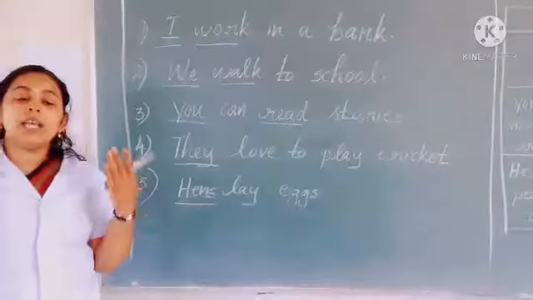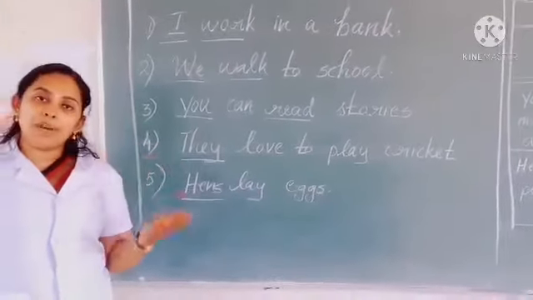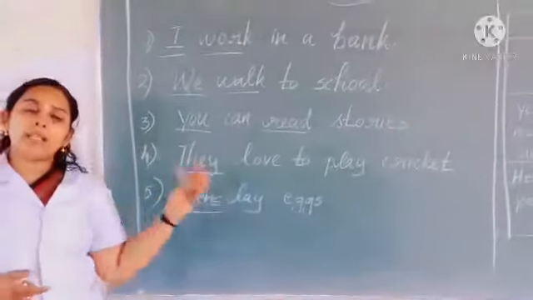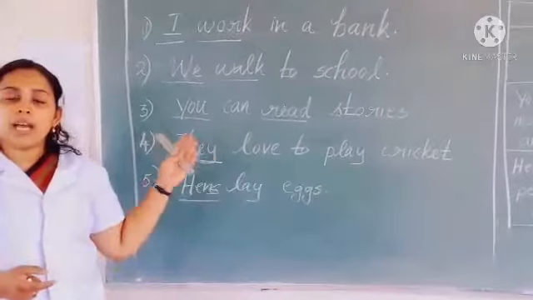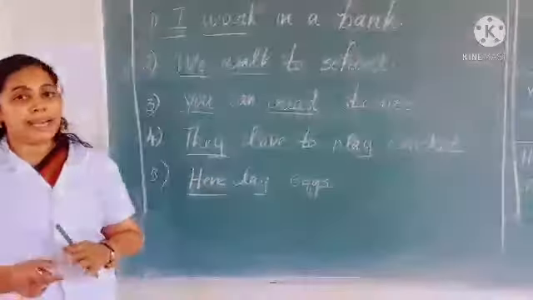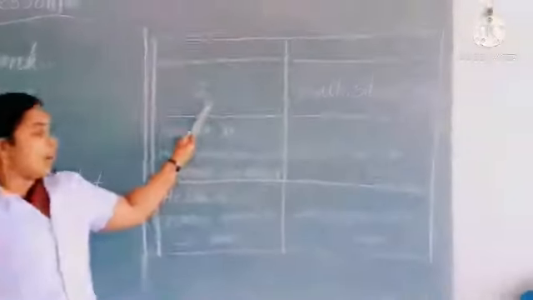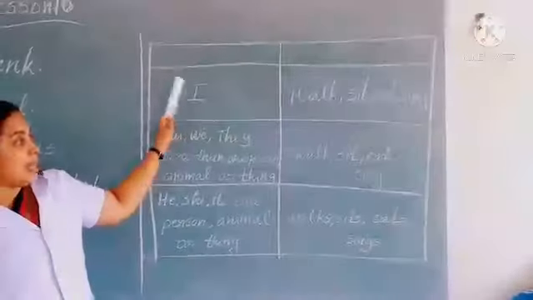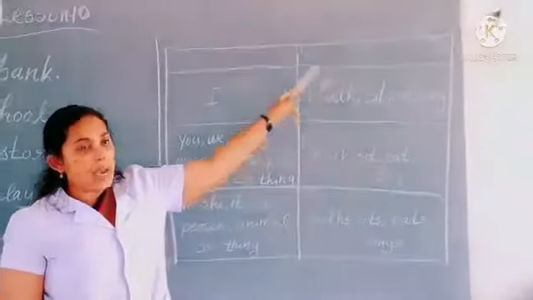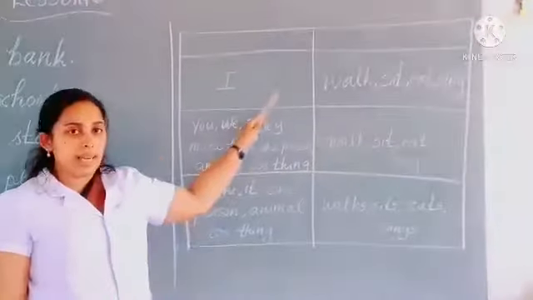If the noun is he, she, it or one person, one animal or one thing, in such cases we can add s with the verb. In other cases, like the noun is I, you, they or we, we do not add s with the verb. Now we can see one table. I, which is a noun here. With I we can use only the verb. Walk, sit, eat and sing. I walk, I sit, I eat, I sing, like that.